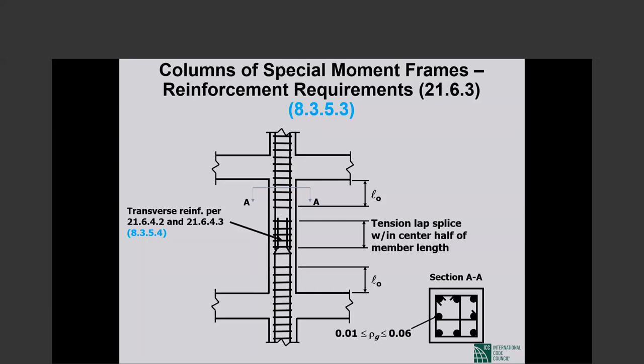The upper limit of 6% is lower than the 8% that is allowed in the main body of the code. I think I remarked at that time, I will say it again, the 6% includes the lap splices, and that cuts it down to 3%. Initially you will have dowels out of the foundation, and then you will lap with the dowels.